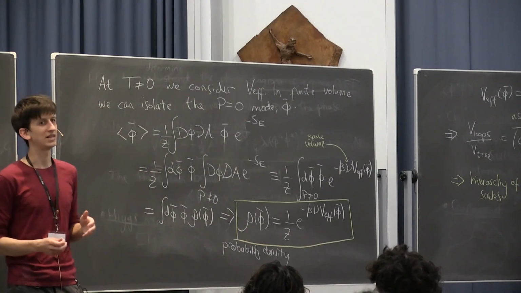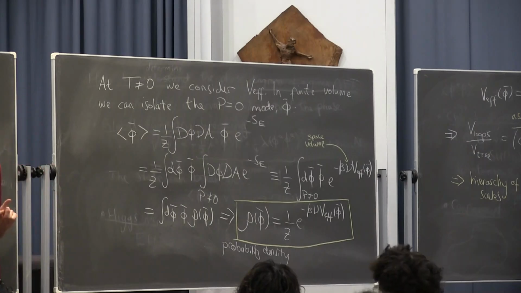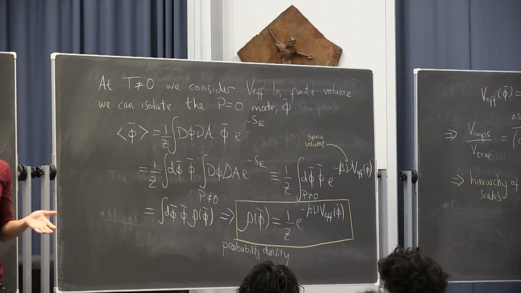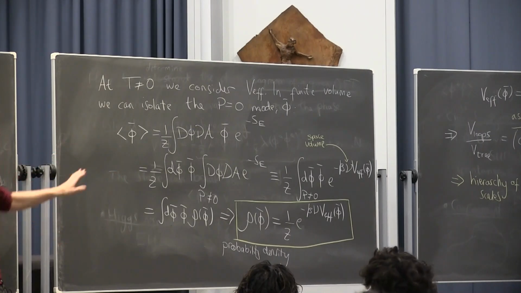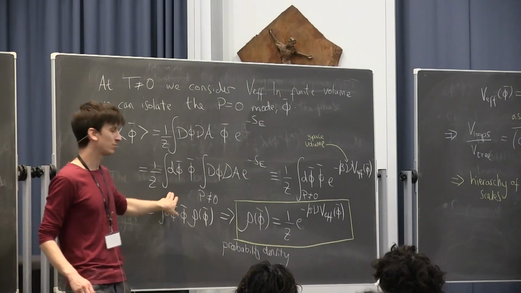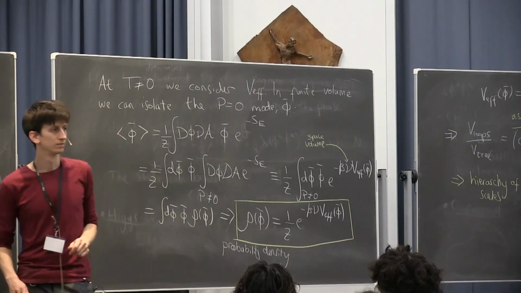It's another way of defining the effective potential than this Legendre transform trick, for which you don't need convexity. This is defined even if you don't have convexity. It just means you're splitting up your modes.